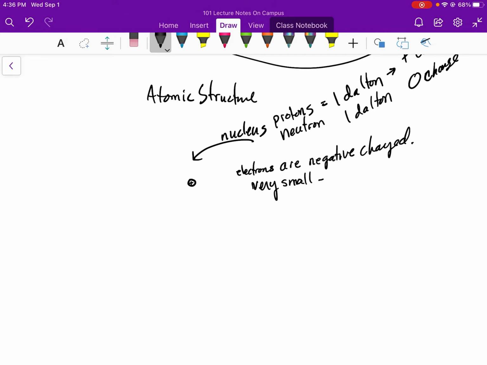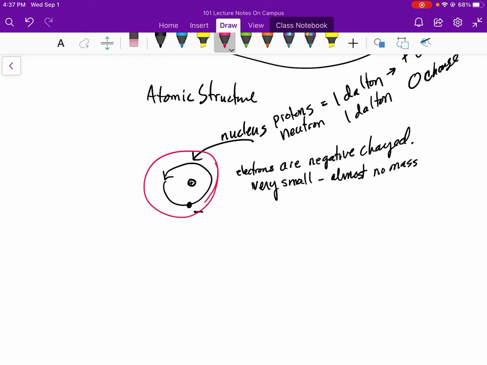So almost no mass. And they sort of fly around the outside. And here's where I get a little weird about it. I'm going to draw them about as large as the proton. They're really much smaller. And you can think about them as whipping around here at the speed of light around this nucleus, right? They're just going, and it's not really a circle that they travel in, I've been told by the chemists, but they're going so fast it's hard to tell where they are at any given time.